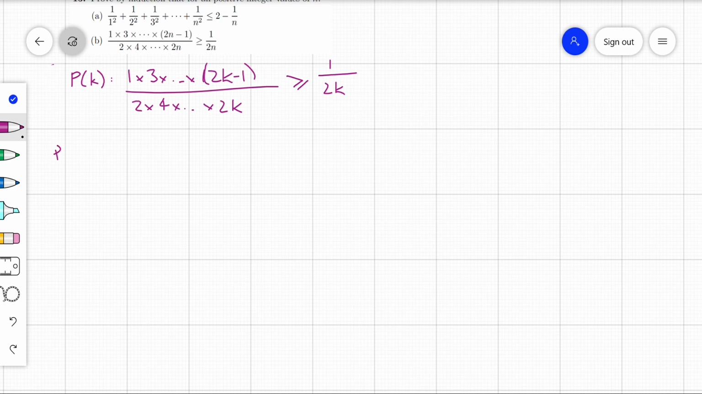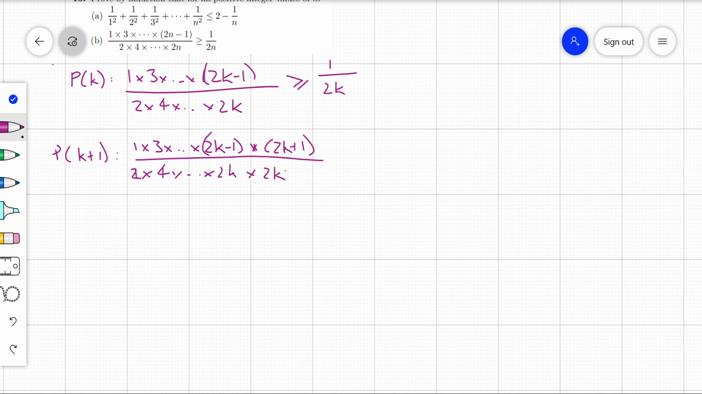And what are we required to prove? So this is what we're required to prove, that 1 times 3 times all the way to 2k minus 1, and then times 2k plus 1, all on 2 times 4 times all the way to 2k, and then we're timesing by 2k plus 2, so we're subbing k plus 1 in there, should be greater or equal to 1 on 2k plus 1s.